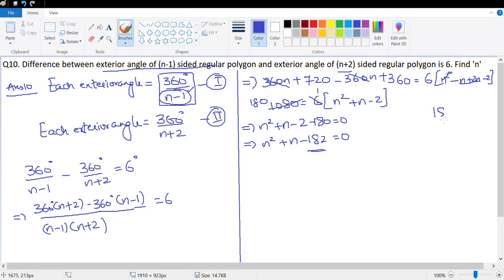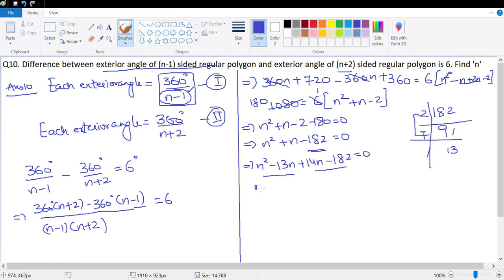So let's try and find factors of 182. I'll start with 2. This is 91. Next would be 7, 7 13. I think I've got my answer. 14 into 13 would give me 182, and 14 would be positive. Okay, so this is n square minus 13n plus 14n minus 182 is equal to 0.